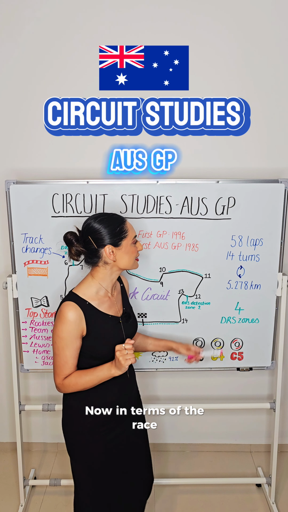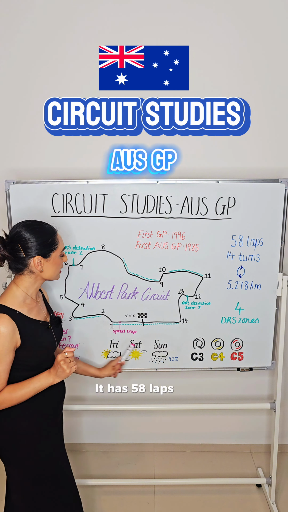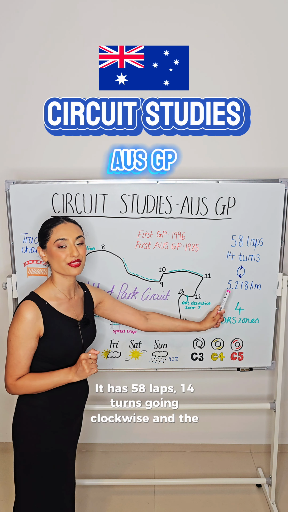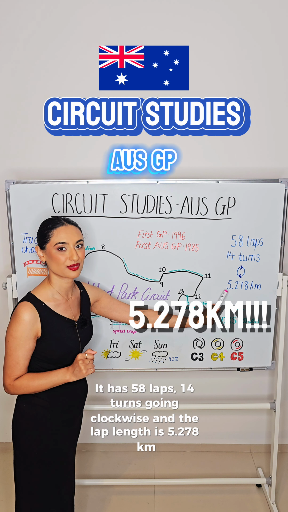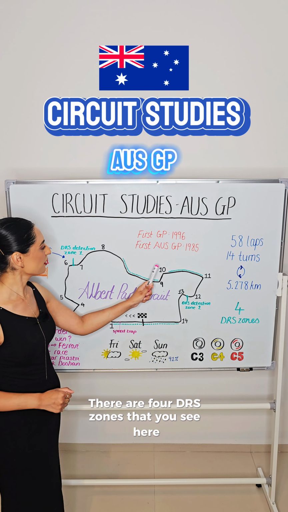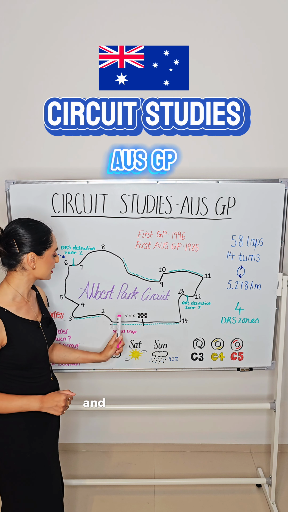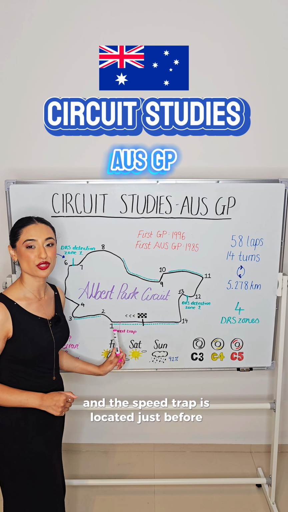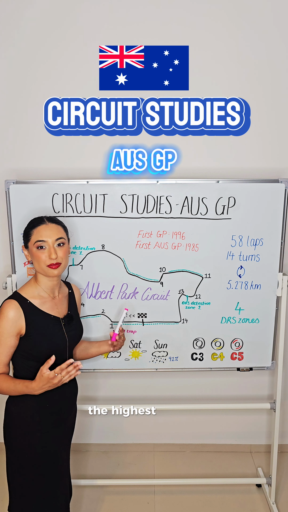Now, in terms of the race, it has 58 laps, 14 turns going clockwise, and the lap length is 4.278 kilometers. There are 4 DRS zones that you see here, but only 2 detection points, and the speed trap is located just before turn 1. So this is where we'll see the highest speeds being detected.